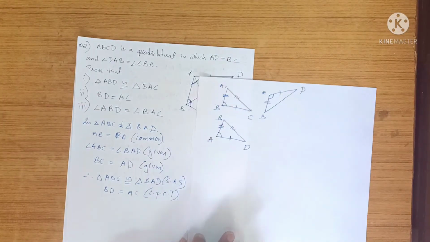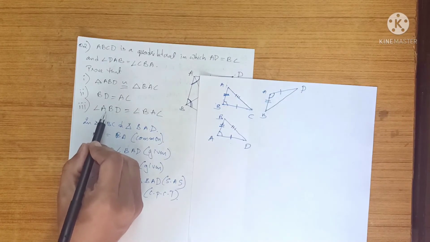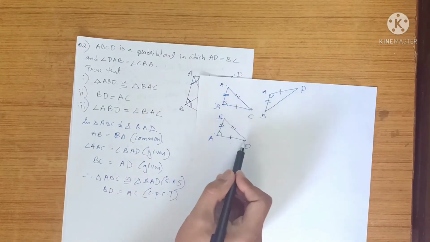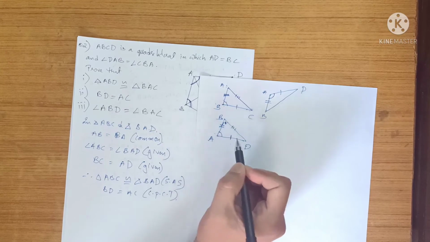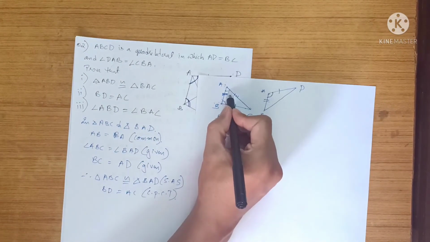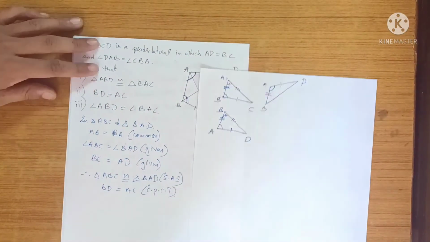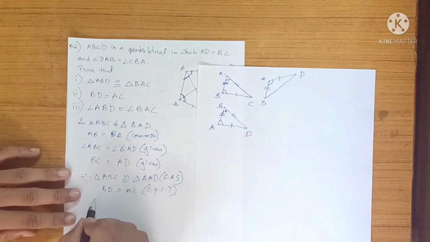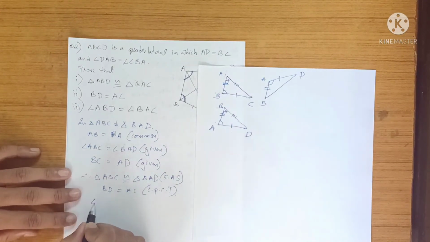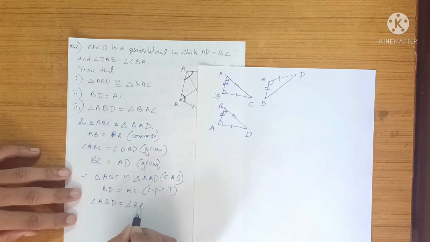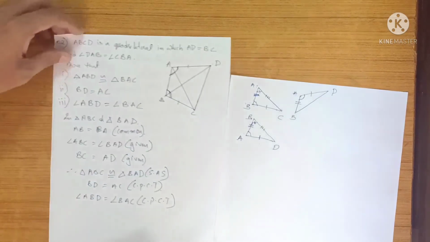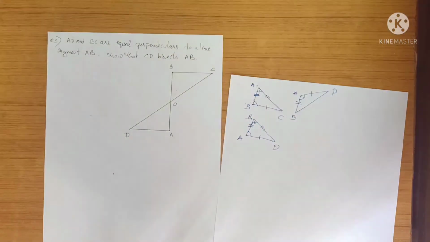And then they're also asking us to show that angle ABD is equal to angle BAC, this angle. Same reason. We just showed that those two triangles are congruent, which means every part of the first triangle will be equal to every part of the second triangle. CPCT. Got it? Let's try number 3.